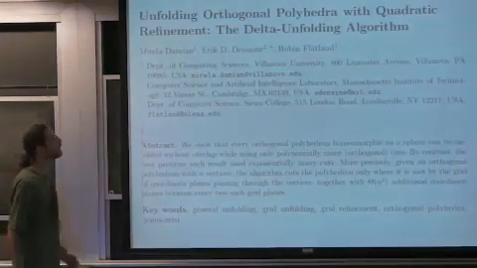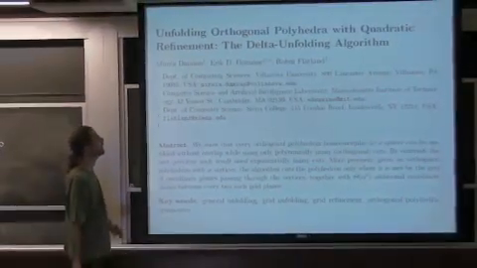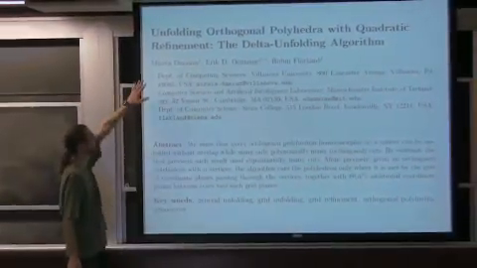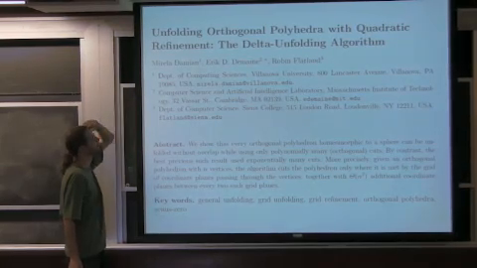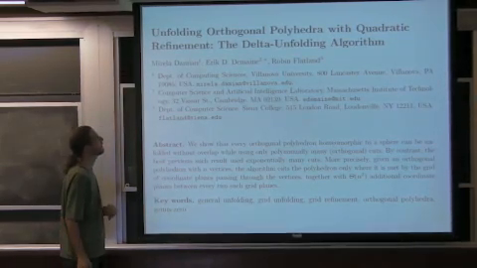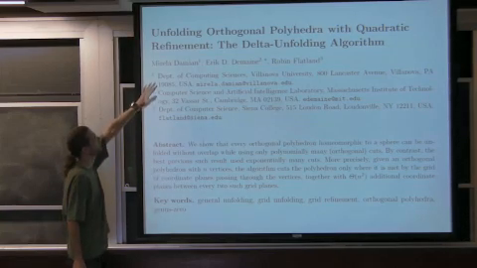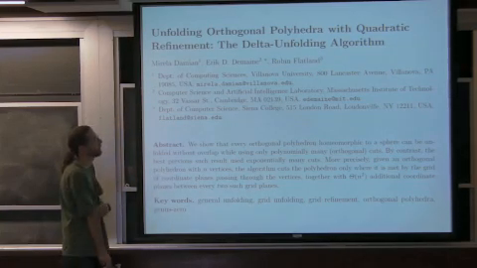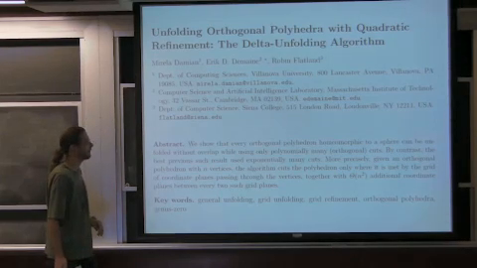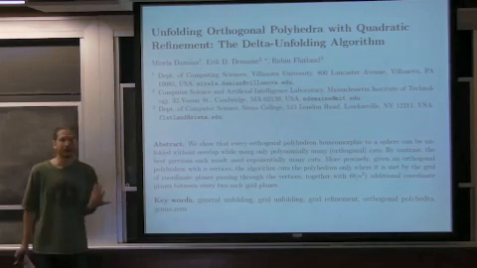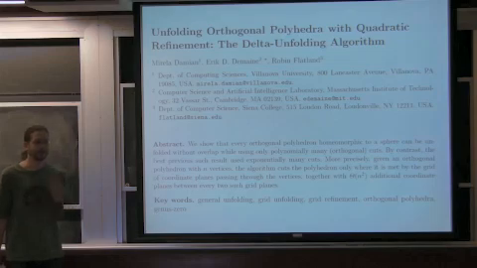And this is a new paper. It's not yet online, but it will be shortly. The final version just went to the journal. Unfolding orthogonal polyhedra with quadratic refinement. So two of the same authors, Mirella Demaine and Robin Flatland, from the exponential unfolding. And you may recall we saw a solution in lecture that has exponential refinement.